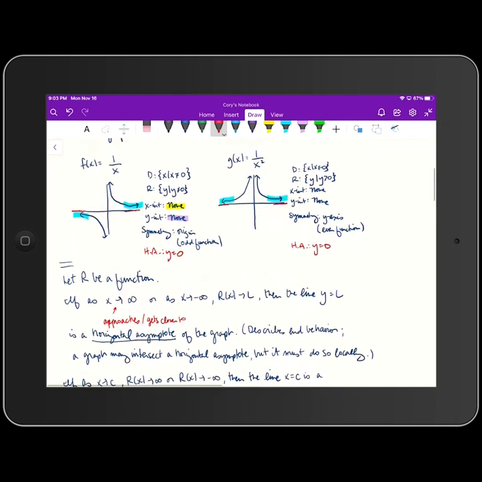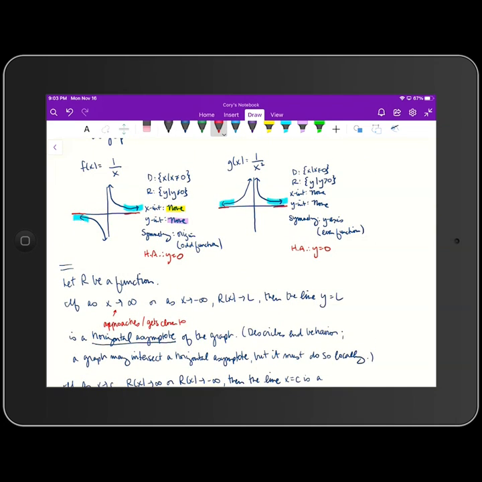Okay, so I'm going to go back to the graphs of these two functions. Now I'm going to draw this in green. As the x values approach 0 from the left-hand side, I'm going to draw that in green. As the x values get close to 0 from the left-hand side, I'm going to draw this in green as well.